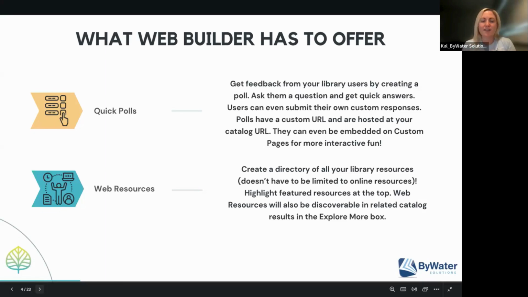The other thing that is really magical about this is that once you create these web resources, Aspen will also index them and they will become discoverable within your catalog. So what I mean by that is if you did have a resource related to homework help, for example, and I was searching for homework just in the general catalog, that resource would actually appear within the Explore More box. So we'll look at that on an actual live site in a bit, but I just think that's really, really cool. So it's meeting your users where they are.